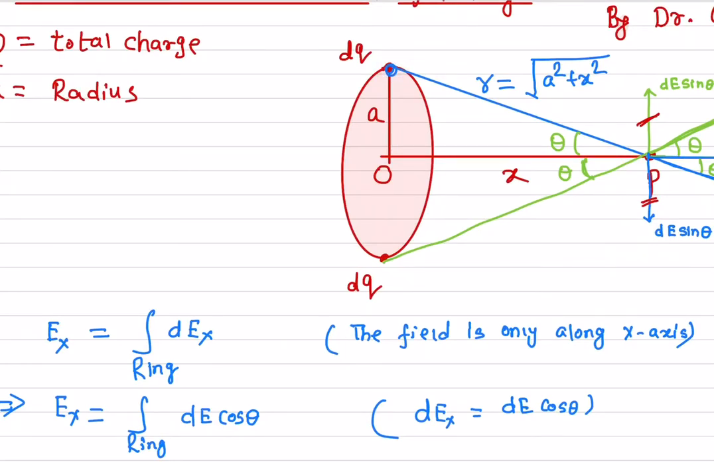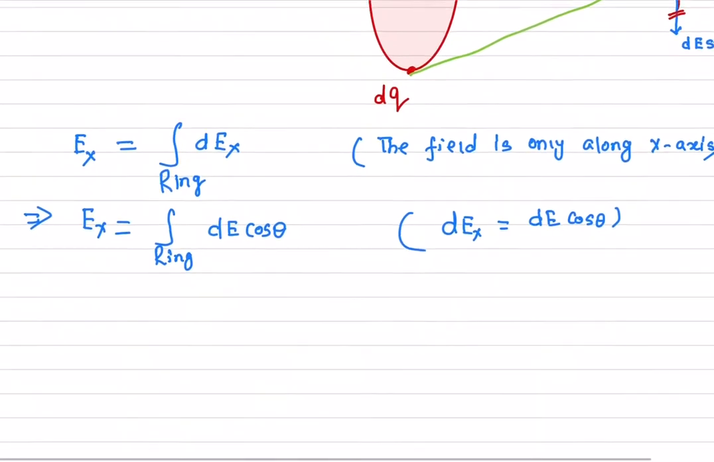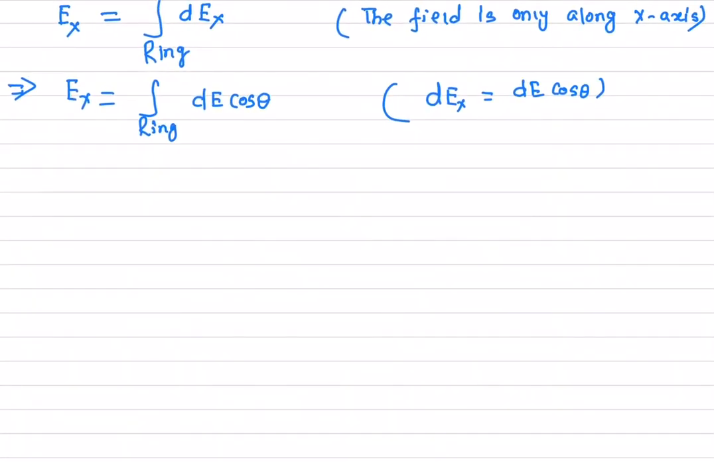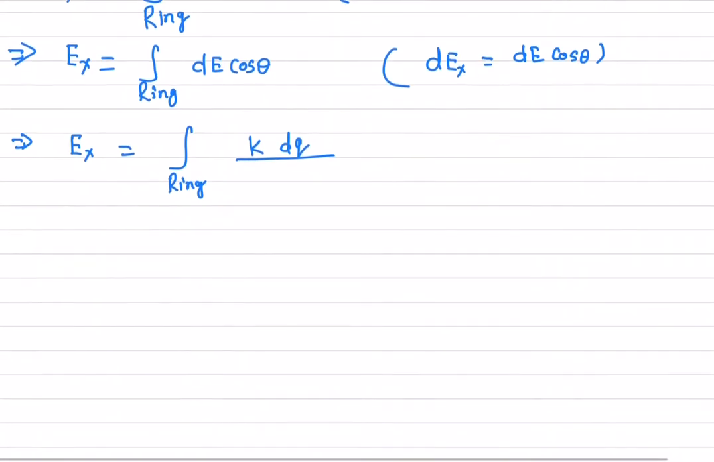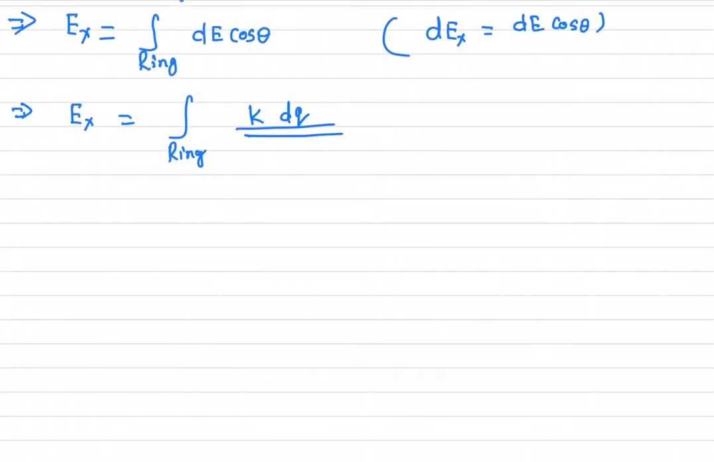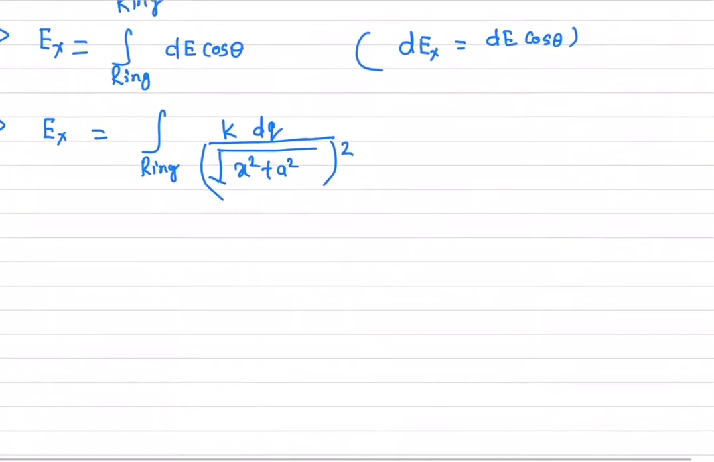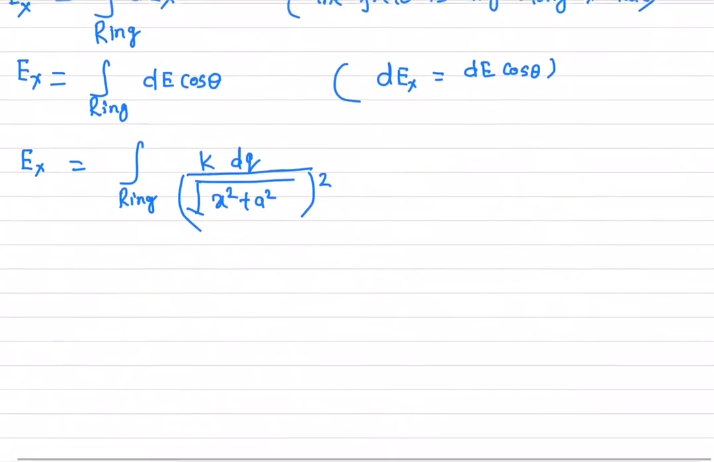Okay, now what is the charge here? The charge here is dQ, and how do you find the electric field at this point? So dE is given by k dQ over r squared, and r squared is equal to, let me write down here a note.